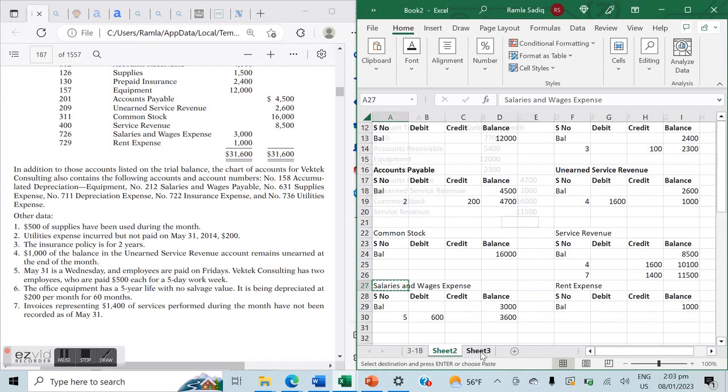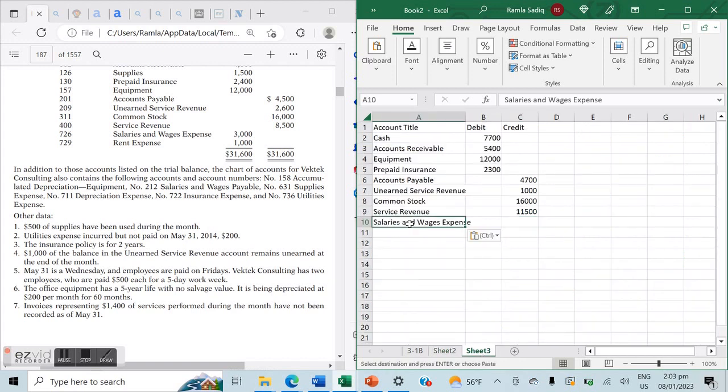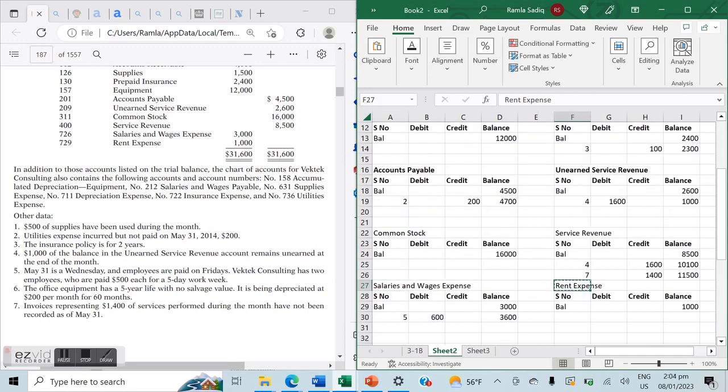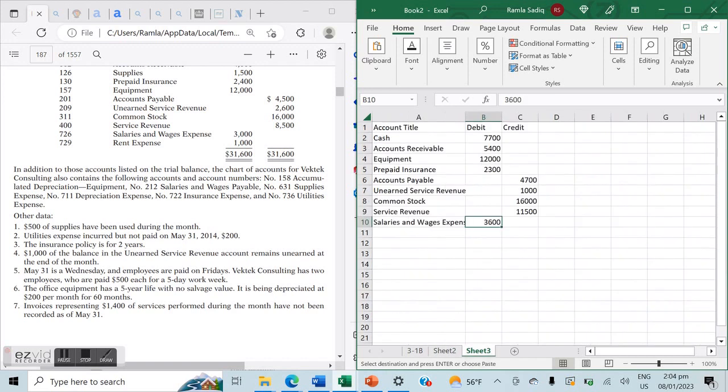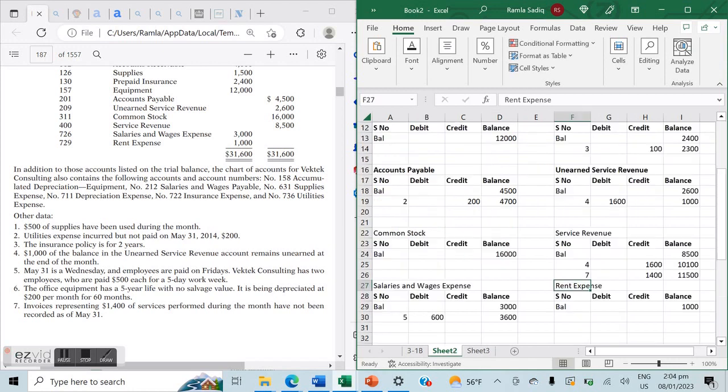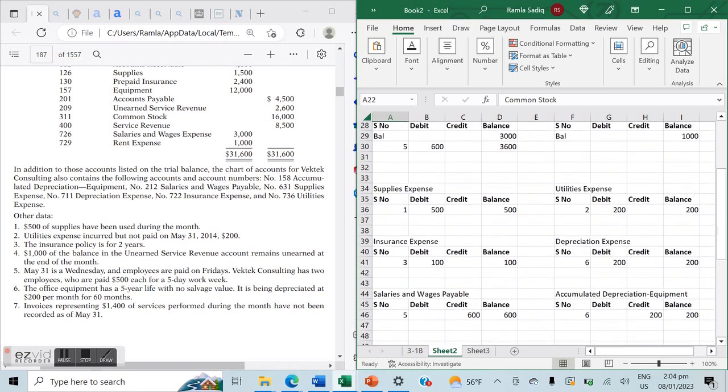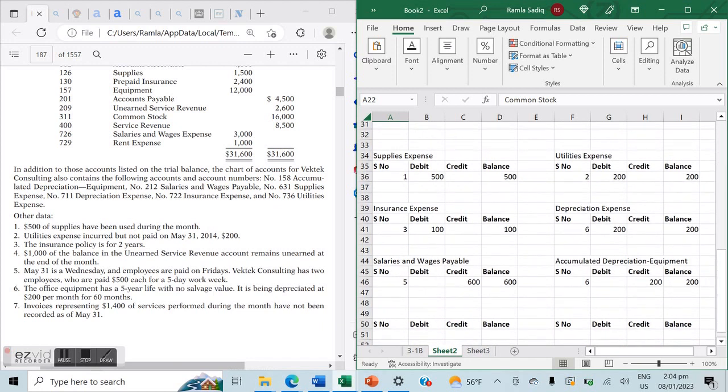And remember, salaries and wages expense is an expense account, so we want our normal balance to show up on the debit side. And rent expense for $1,000 here. Okay, $1,000 there. Okay, once again, real quick, I'm just going to go ahead and bold out the ones that I've already transferred into my trial balance, so nothing doubles up. And moving forward, so supplies expense for $500.